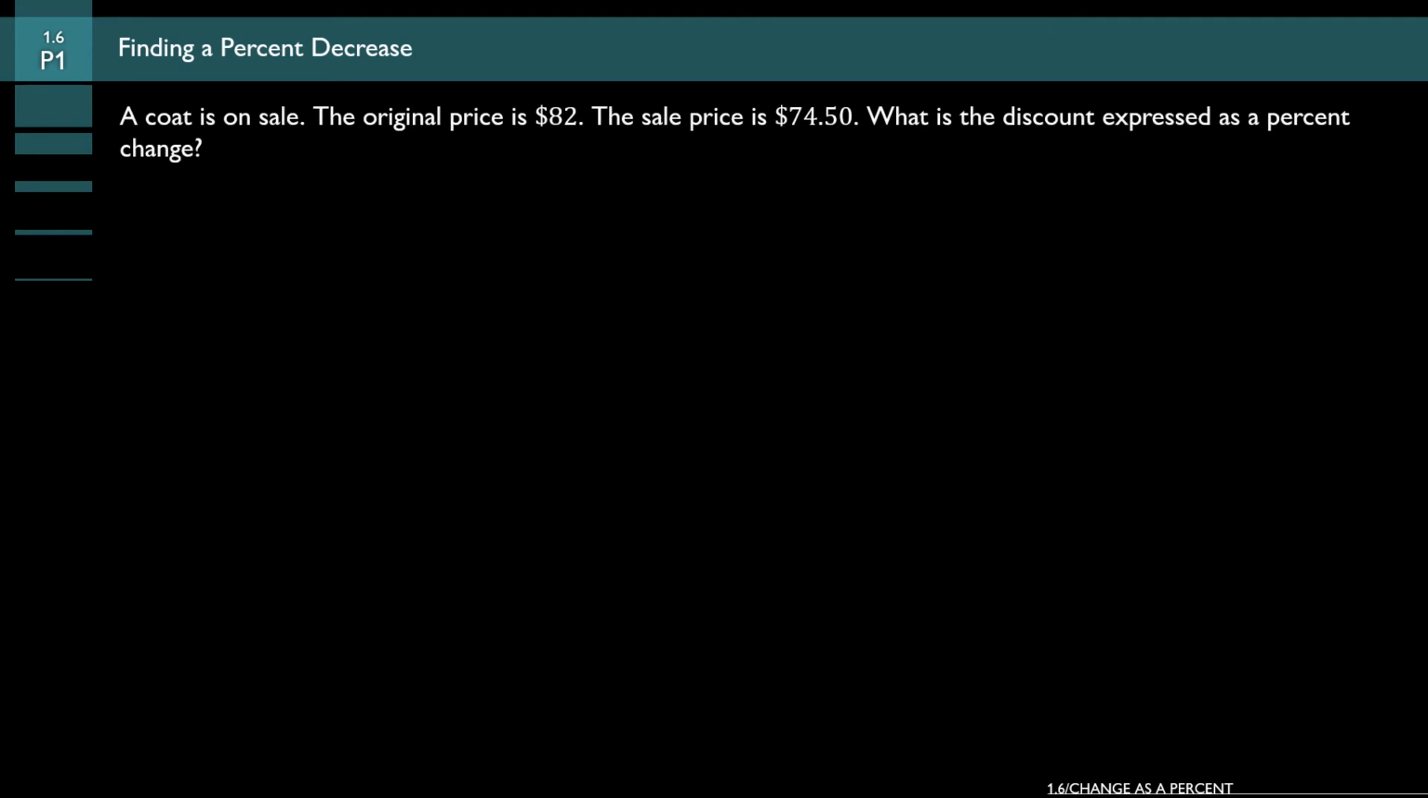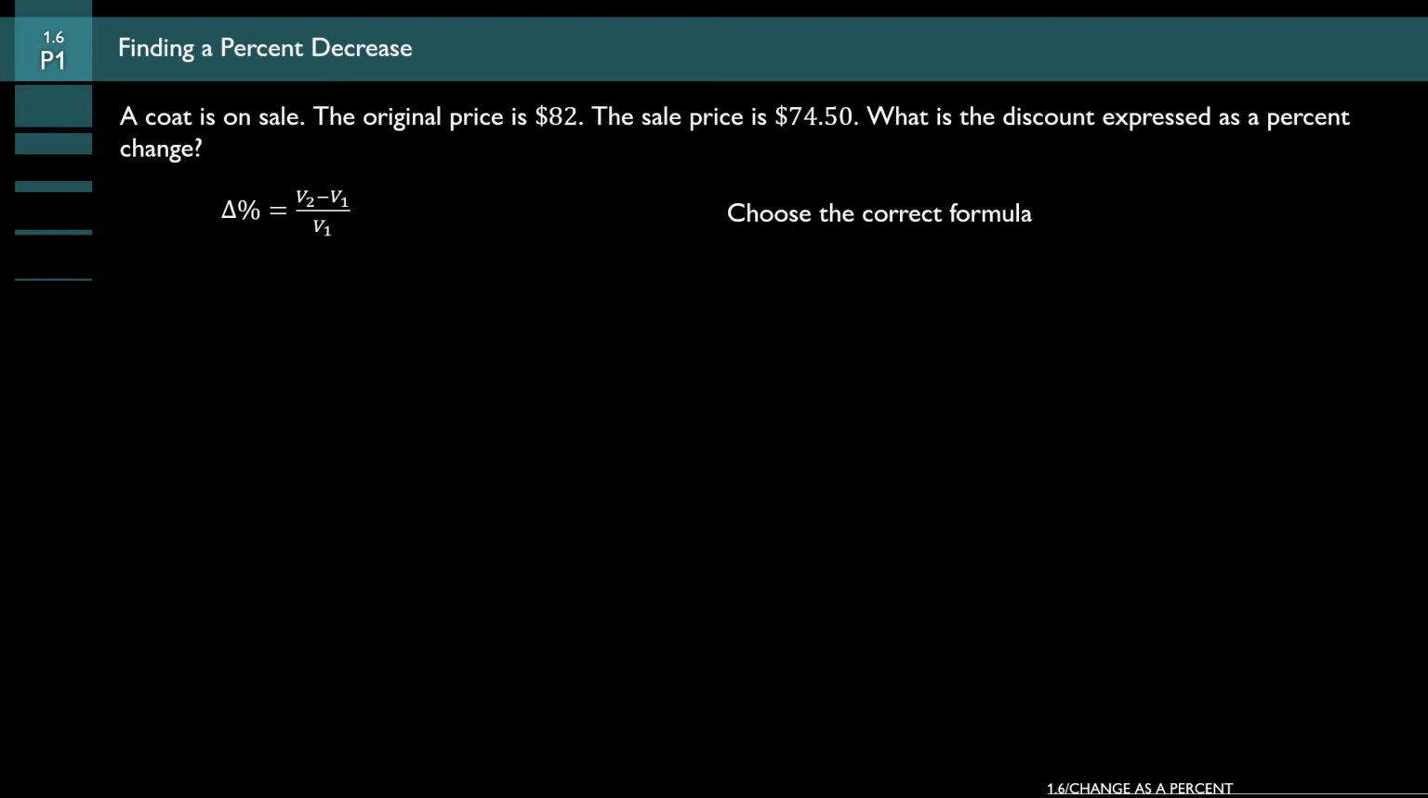The first question in this section is finding a percent decrease. So it says a coat is on sale. The original price is $82. The sale price is $74.50. What is the discount expressed as a percent change? So again, as with everything, we have to choose the correct formula, which is going to be our change in percent formula, V2 minus V1 over V1.